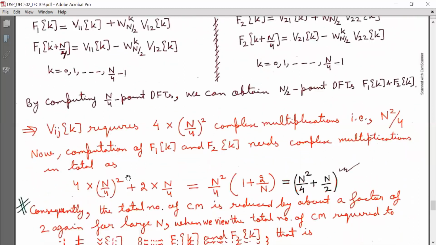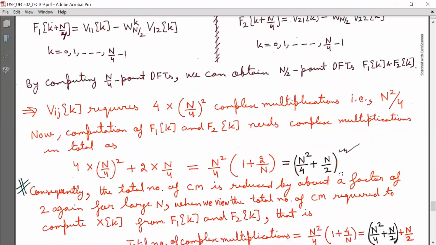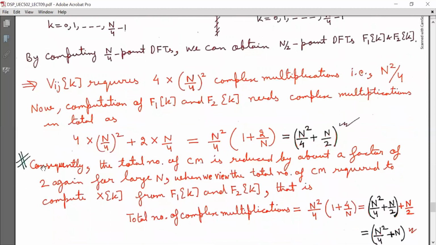The Vijk requires 4 cross n by 4 square complex multiplications, that is n square by 4. Now computation of F1k and F2k needs complex multiplication in total as 4 into n by 4 whole square plus 2 into n by 4, which is equal to n square by 4 plus n by 2 number of complex multiplications. Consequently, the total number of complex multiplication is reduced by a factor of 2 again for large n.